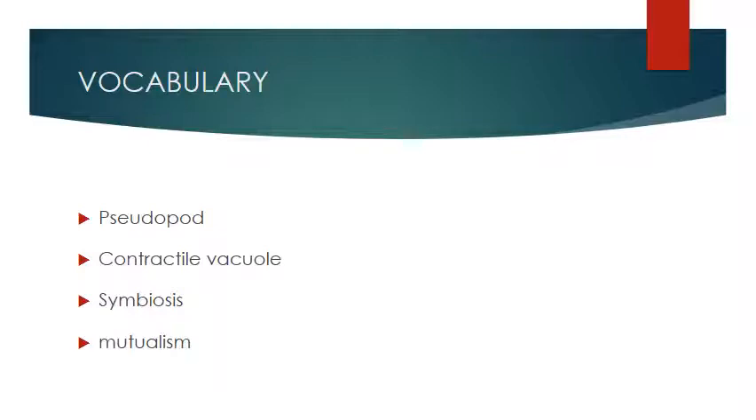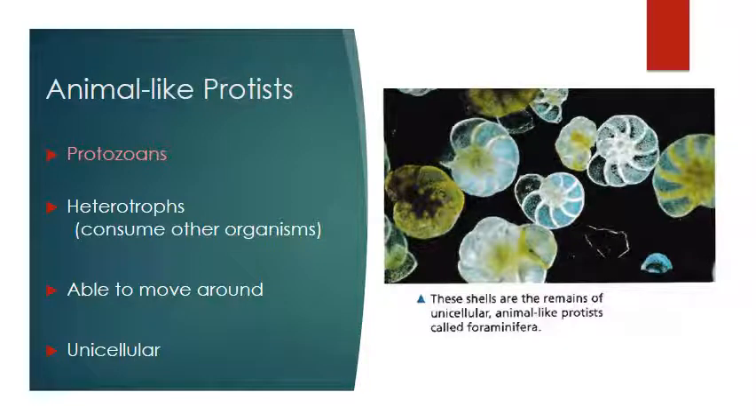Our vocabulary that we'll be focusing on throughout this lesson is pseudopod, contractile vacuole, symbiosis, and mutualism. Just to kind of review real quick, protists, and particularly protozoans, are animal-like in the fact that they consume other organisms and they're able to move around. And for the most part, protozoans tend to be unicellular.